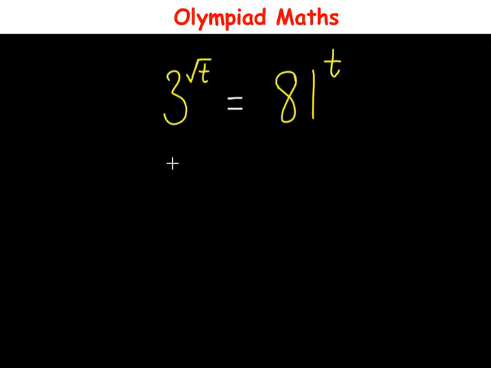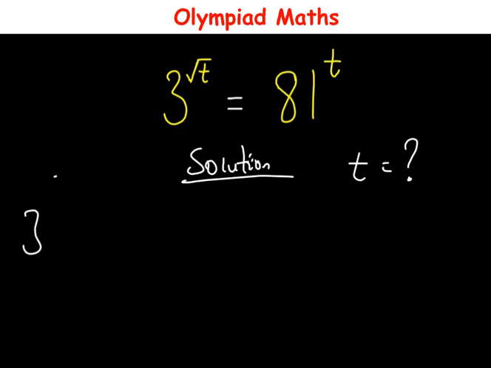Hello everyone, in this video let us solve this question. So we have 3 raised to power root t is equal to 81 raised to power t, and here we have to solve for the value of t. So t is equal to question mark. Now to solve this, solution, so we have 3 raised to power root t is equal to 81 raised to power t.